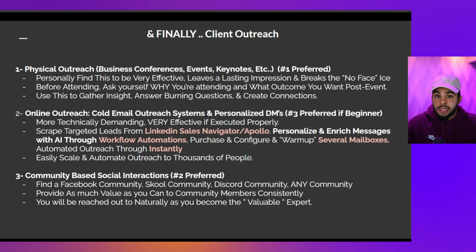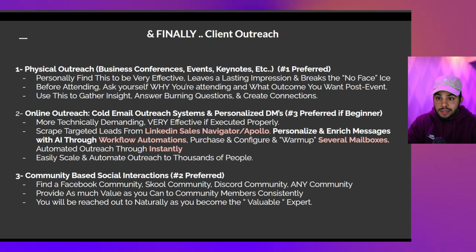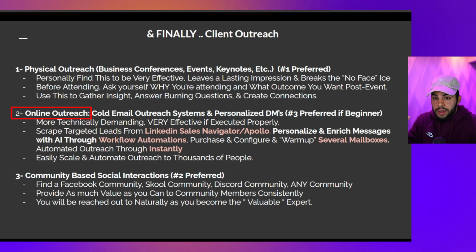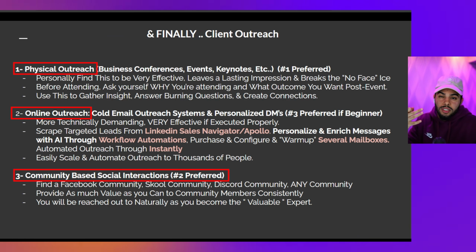So let's say you completed those first 3 steps and now you're at a point where you are confident enough to actually start speaking to these people and reaching out. So there are 3 very effective ways of doing this in the beginning, and those are going to be online outreach, physically through attending events and business conferences, and then you have community-based social interactions.